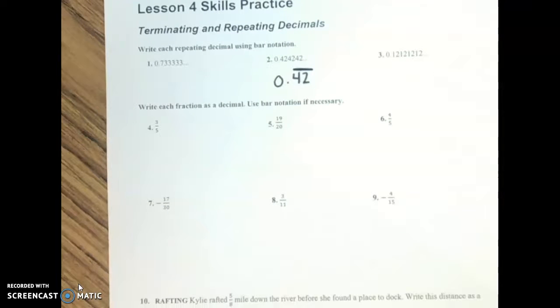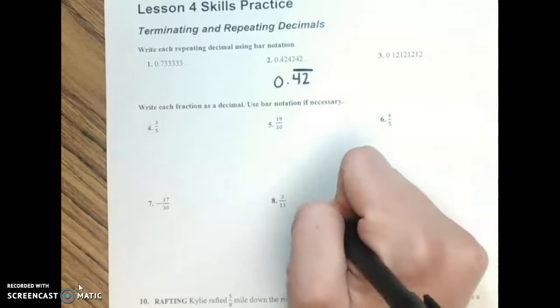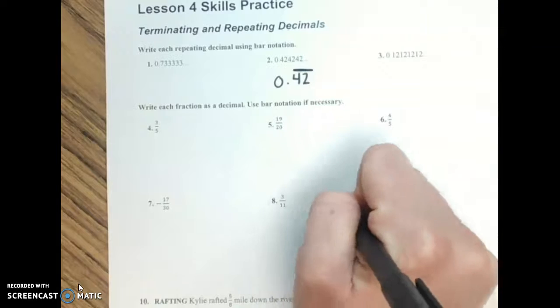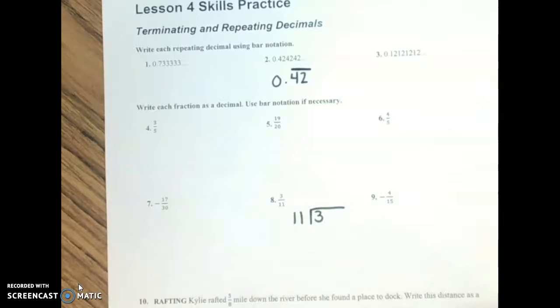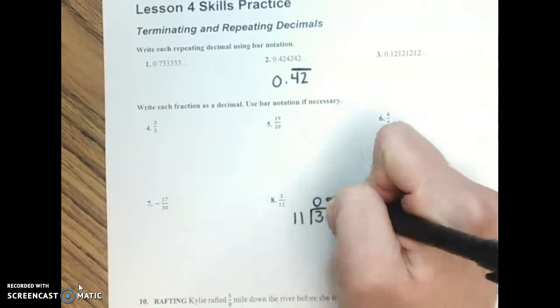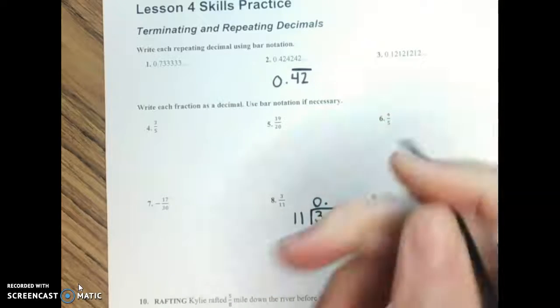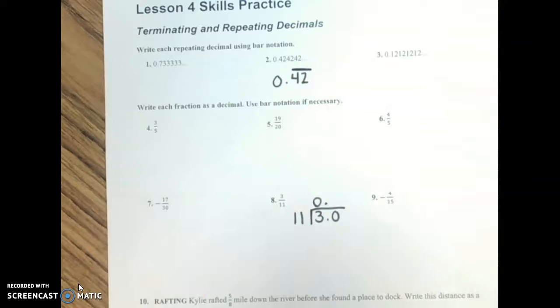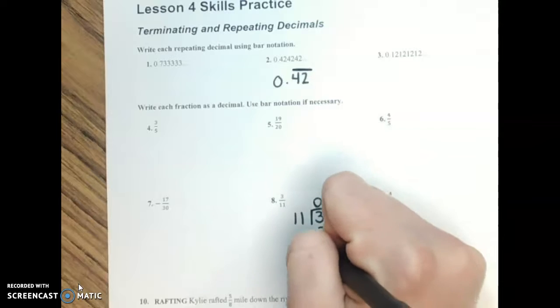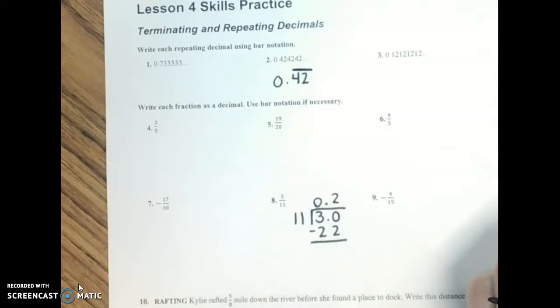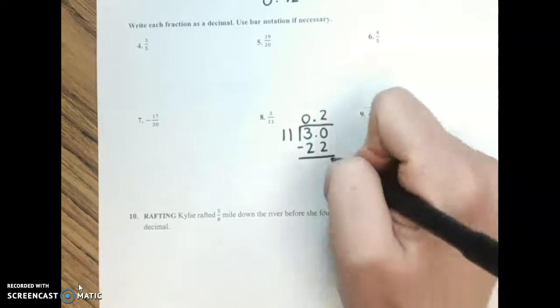I'm going to do number 8 with you. So we have 3/11. I'm going to divide it. 3 divided by 11. It is not negative, so we don't have to worry about that. 11 goes into 3 0 times. So I'm going to have my decimal and my 0. 11 times 2 is 22. 30 minus 22 is 8.